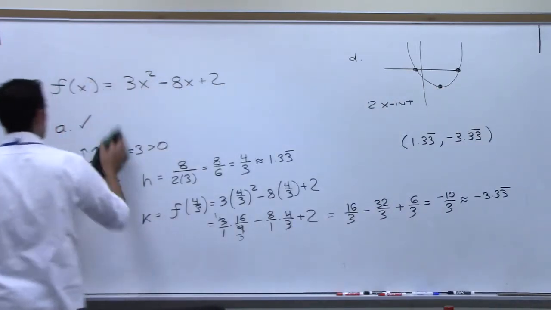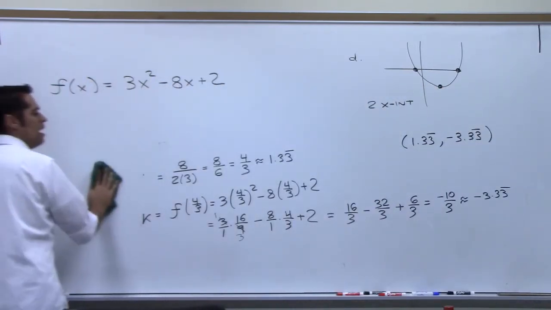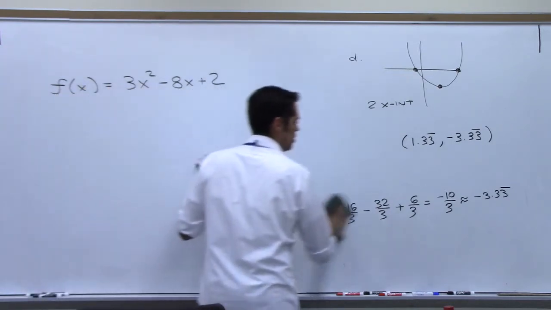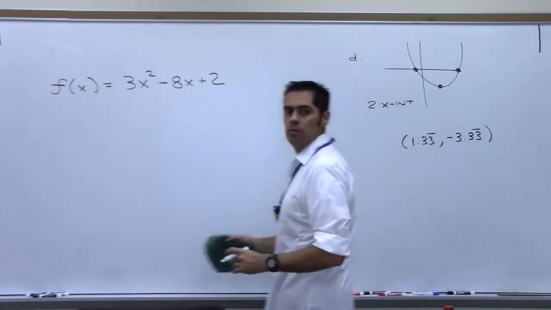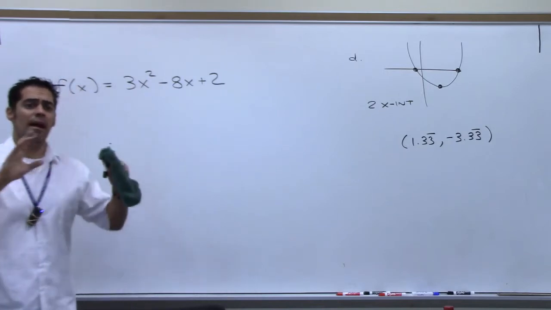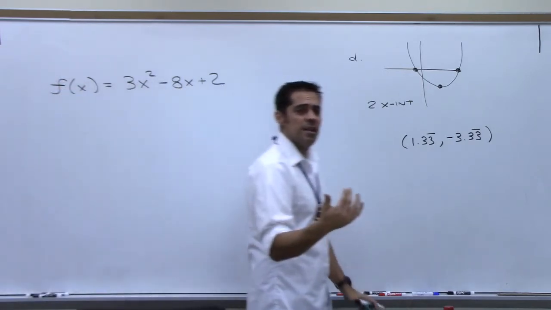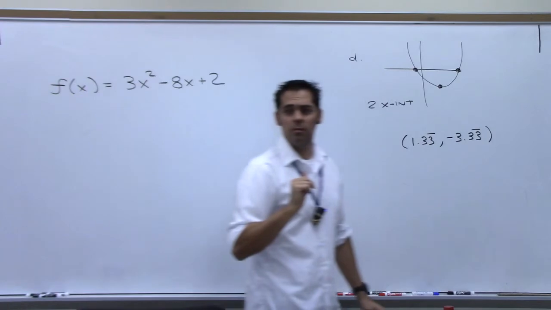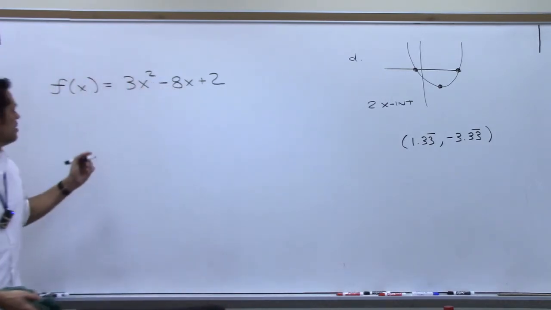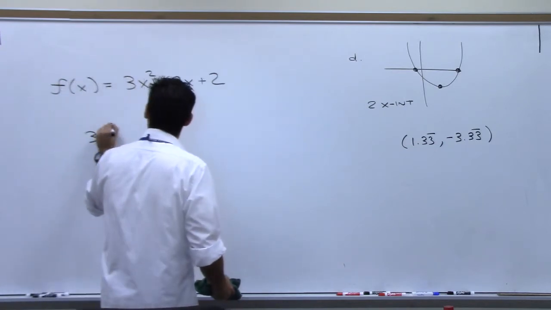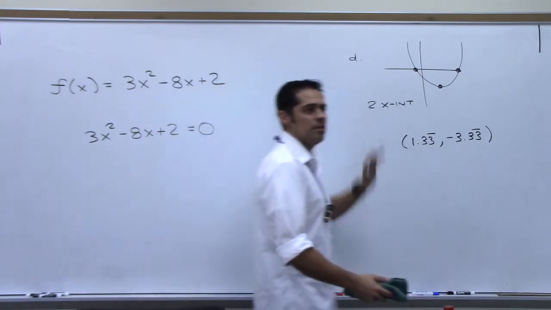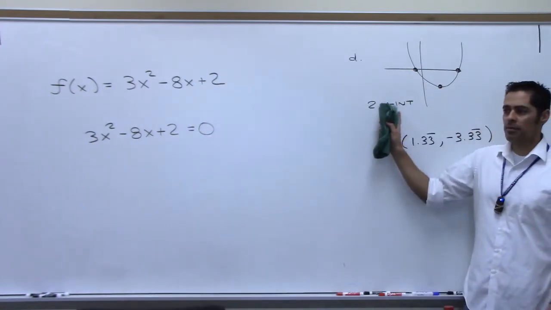How do you find the x-intercepts of a function? I'm saying in general, not just a parabola. If you have any function, how do you find its x-intercepts? Set it to 0, right? That's how you find the x-intercepts of a function. So I want to take this function, 3x squared minus 8x plus 2, and set it equal to 0. That's how I'm going to find my 2 x-intercepts.